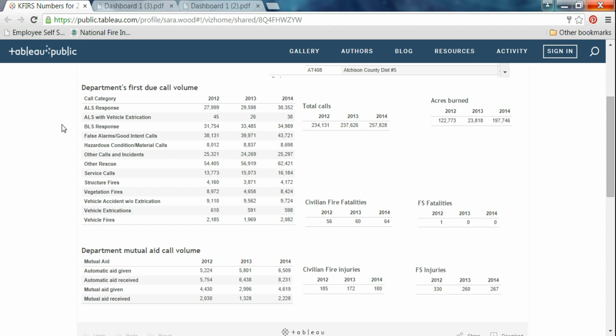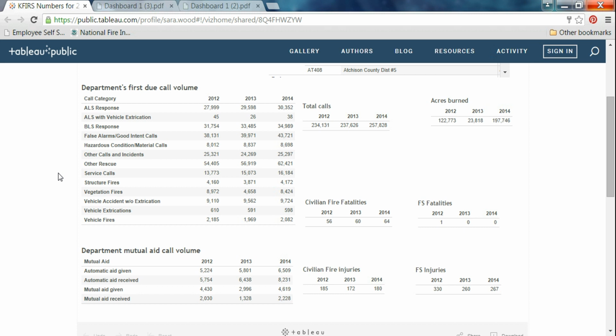If you are over-reporting your mutual aid, you are hurting yourself on your first due call volume because, like I said, I have to take out all of the mutual aid given from these numbers. So if you are one of those departments that has been over-reporting on your aid given, especially on your EMS calls, which I see all the time, get with me, we can clean them up. I'm happy to do an Excel spreadsheet of all of the calls.